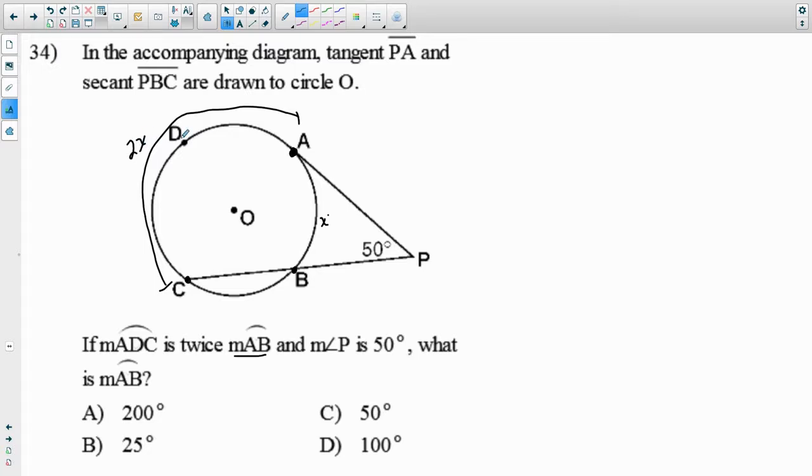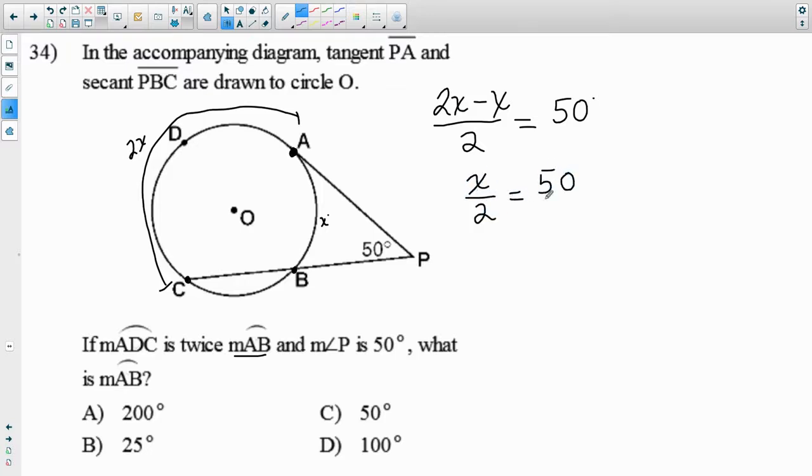Well, I know the theorem is the major arc minus the minor arc divided by 2 should be equal to the angle. Well, let's set that up. So we have our larger arc minus our smaller arc divided by 2 should be equal to the angle, which in this case is 50 degrees. Well, here I could simplify my 2x minus x. 2x minus 1x is going to be x over 2 is equal to 50.